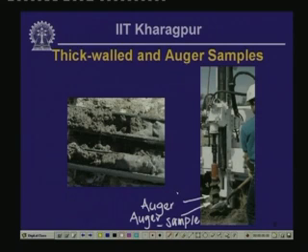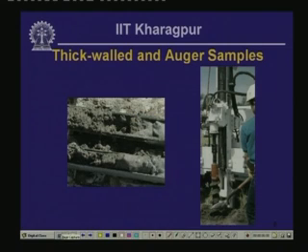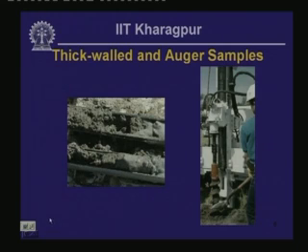In comparison, the amount of disturbance introduced by a thick wall sampler is relatively less, in the sense that in many of the thick wall samplers you could actually see the fine interbedding that is present within the soil layers, and those interbeddings are not identifiable in case of auger samples. So these are basically two examples of disturbed samples, introducing a varying degree of disturbance to the sample.